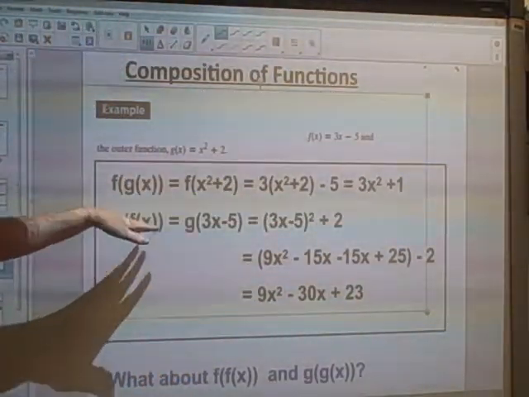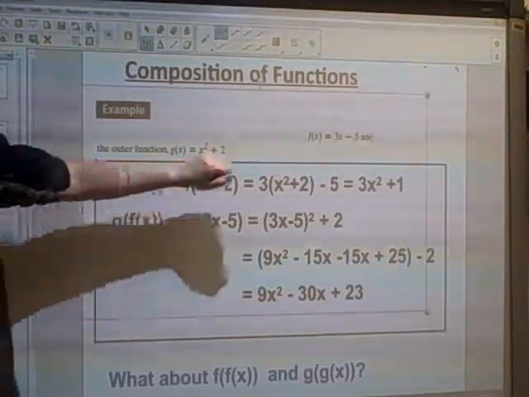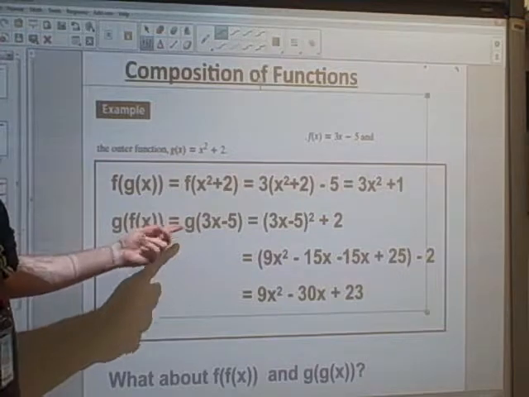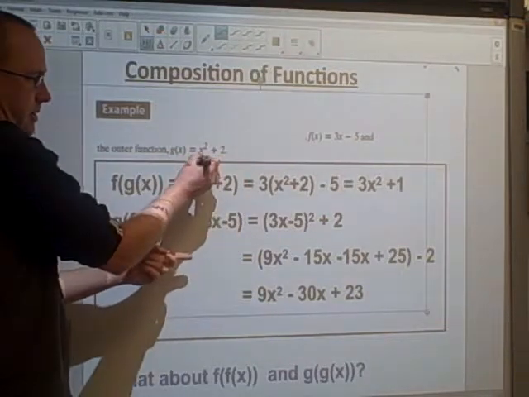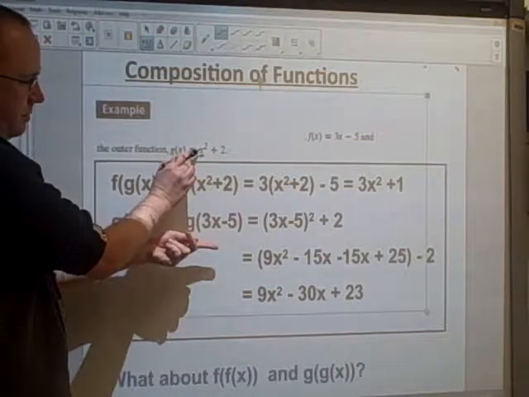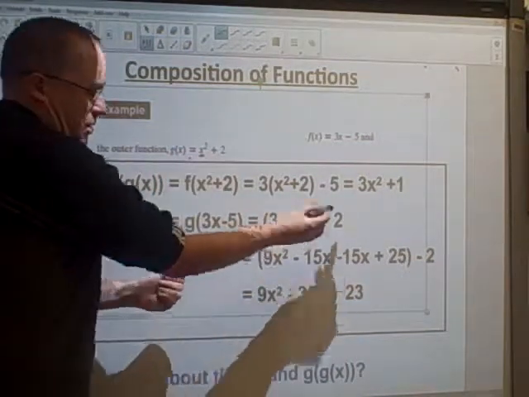Now in reverse, g of f of x. So I take f of x first, which is 3x minus 5, and then I plug that into g. So x squared plus 2, wherever I see x, I'm going to write down 3x minus 5. So I'm going to do (3x minus 5) squared plus 2.